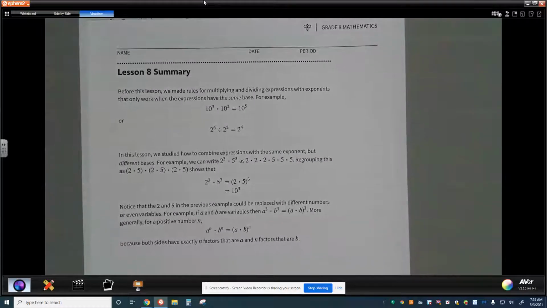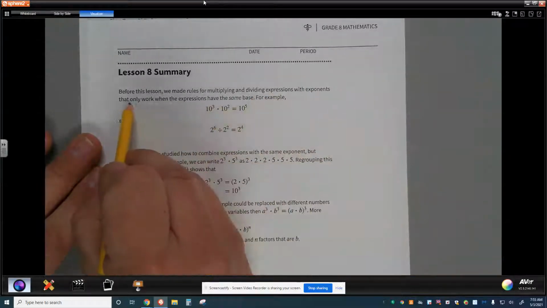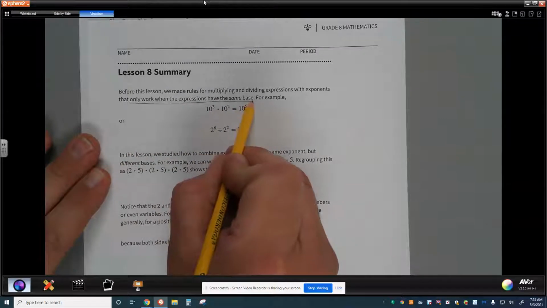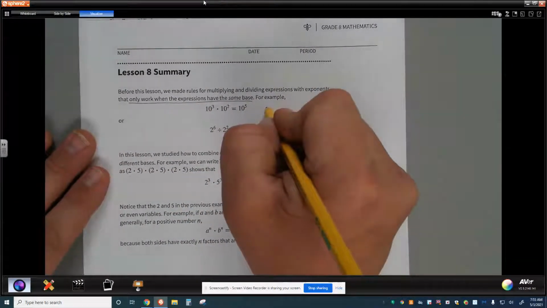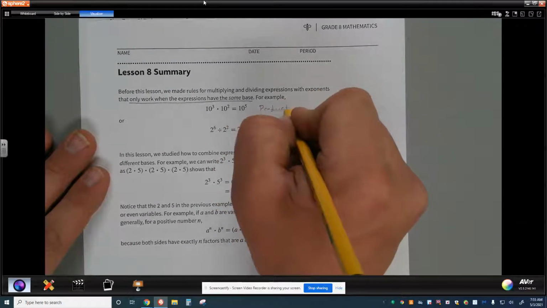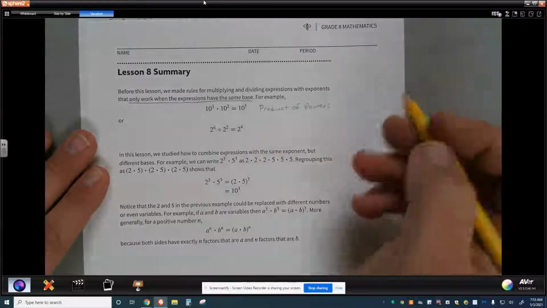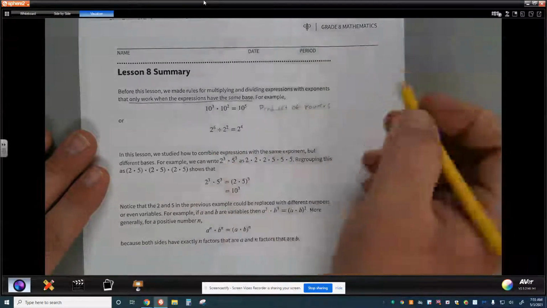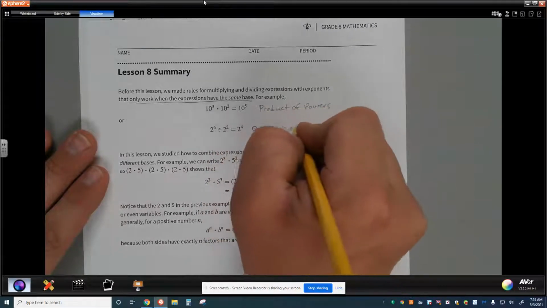In summary, before this lesson, we made rules for multiplying and dividing expressions with exponents that only work when the expressions have the same base. For example, 10 to the third times 10 to the second equals 10 to the fifth. This was an example of product of powers. And then 2 to the sixth divided by 2 to the second was equal to 2 to the fourth. This was an example of quotient of powers.